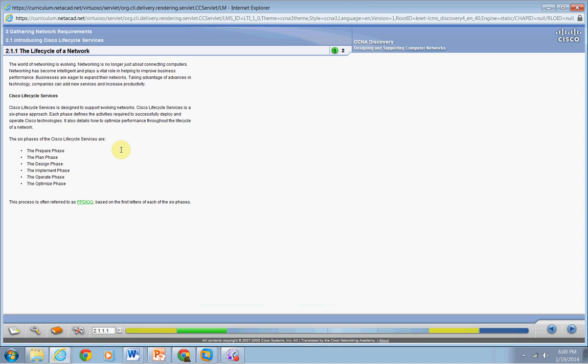So the Cisco Life Cycle of a network comes in 6 different phases. There's the prepare phase, the plan phase, the design phase, the implement phase, the operate phase, and the optimize phase. The whole process is referred to as PPDIOO. But anyway, it's all based on the first letter of each one of those phases. So that's where that comes from.